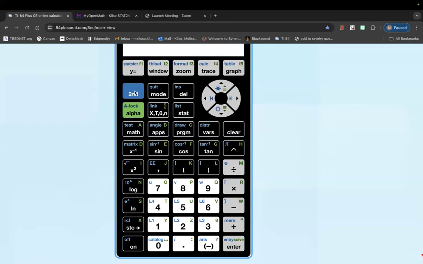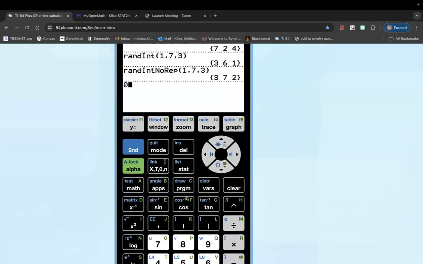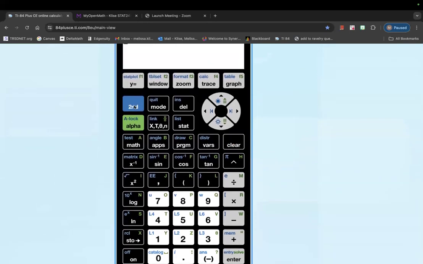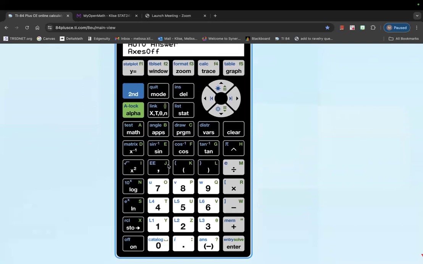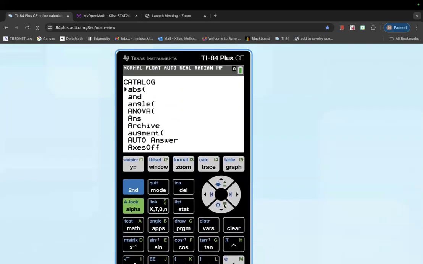Those of you who have a TI 84 but don't have the no repeat one, if you hit second 0, it pulls up a catalog. I just didn't hit the second button. It pulls up a catalog and it has so much stuff in here. And if you just go down, pretty much.